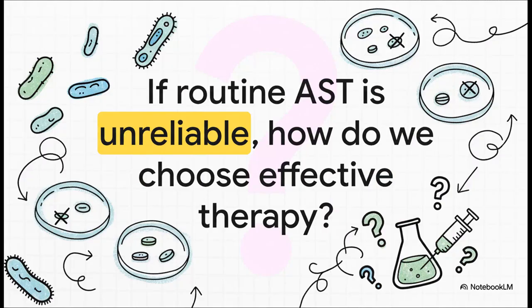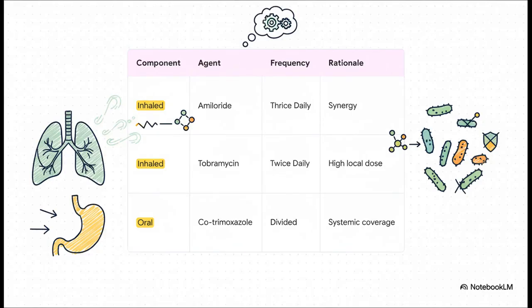So that leaves us with the million-dollar question, right? If you can't fully trust the MICs to predict what will work in a patient, how are clinicians supposed to make good treatment decisions? Well, the answer is you have to rely on empirical protocols that are built on clinical evidence and years of experience. This is a fantastic example from a Dutch CF center designed for outpatient eradication. And look at the logic, it's so smart. You have inhaled amiloride for potential synergy, inhaled tobramycin to get super high concentrations right in the lungs to overwhelm resistance, and then oral cotrimoxazole for systemic coverage. It's a thoughtful, multi-pronged attack that doesn't just hinge on a single MIC value.